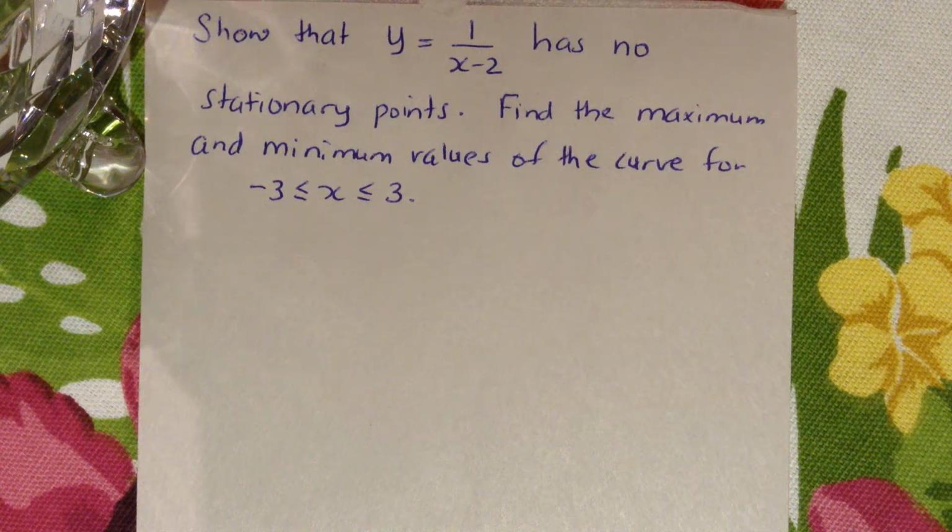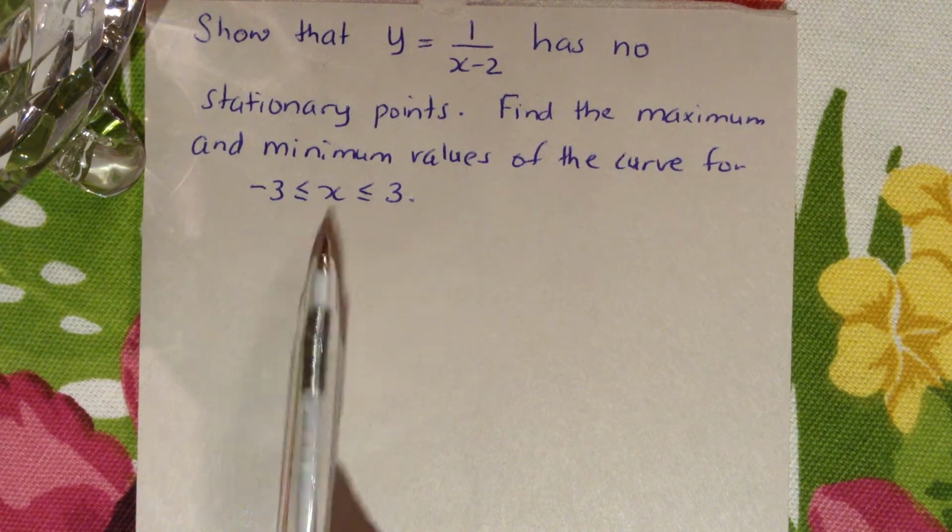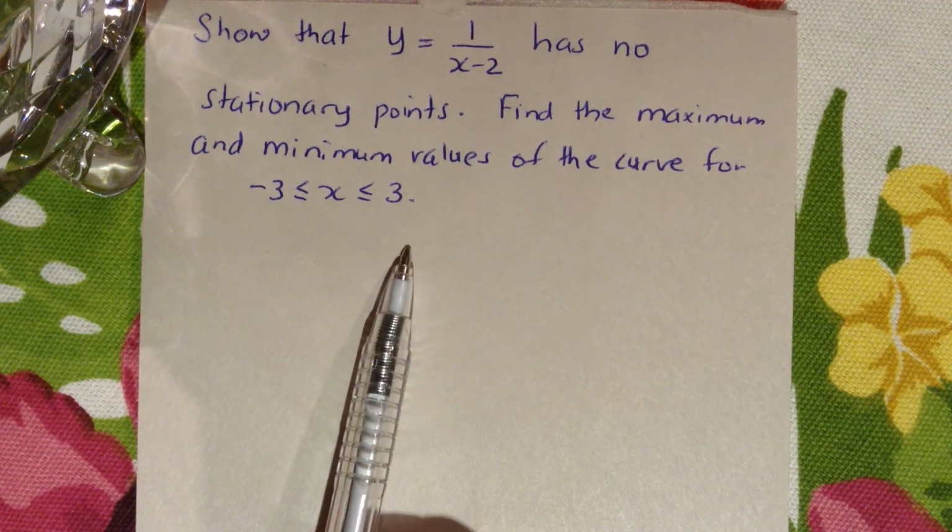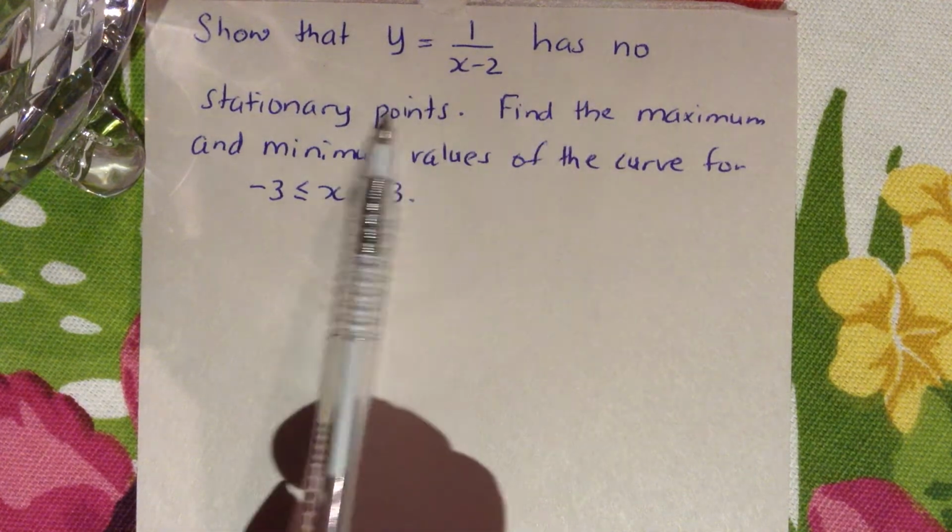This is question 10, exercise 2.8. Show that y equals 1 over x minus 2 has no stationary points, and then find the maximum and minimum values of the curve for minus 3 less than or equal to x less than or equal to 3. Right, first of all, let's show that it has no stationary points.